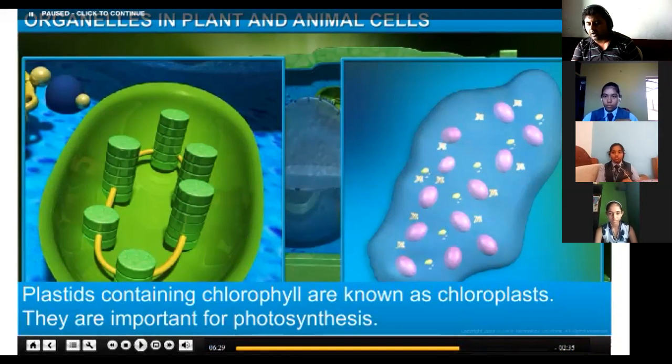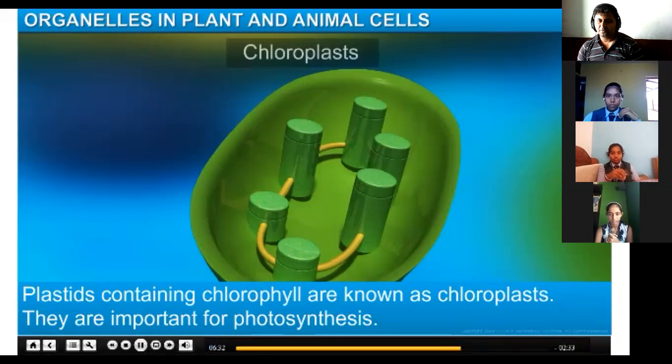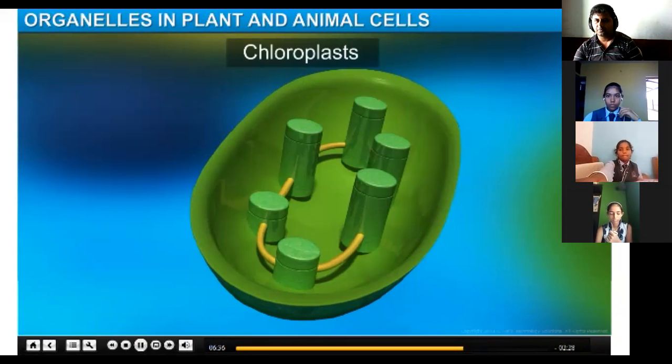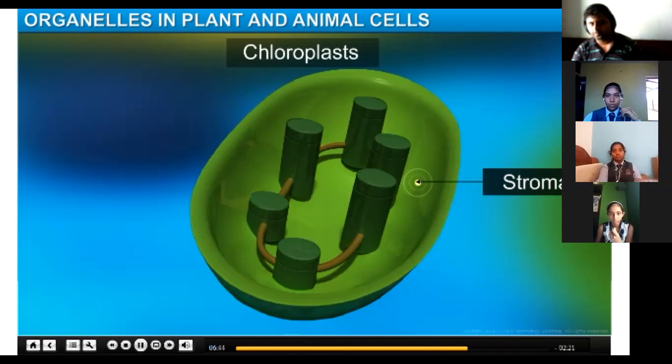Why are they important for the plants? Because of the process of photosynthesis. Yes, it helps to synthesize food by using sunlight. Chloroplasts are important for photosynthesis. Chloroplasts have membranous layers called grana in a ground substance called stroma.